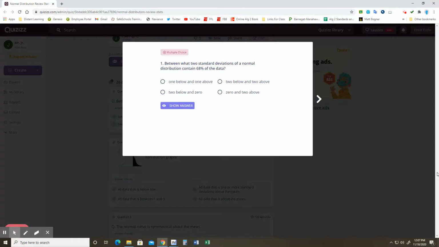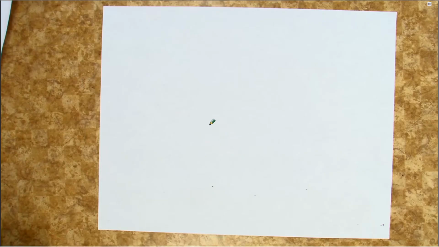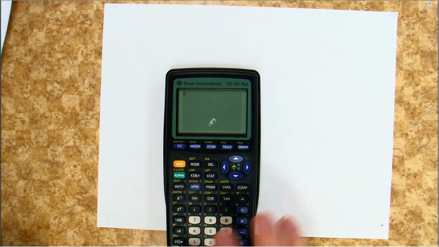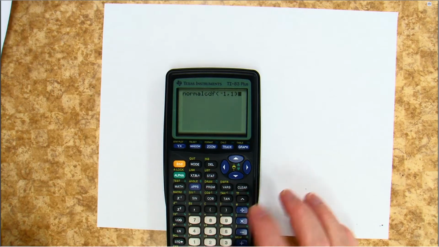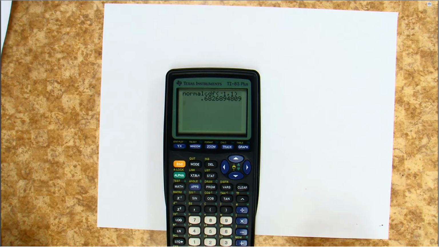Going back to this problem, you can see that the answer should have been 1 below and 1 above, again, according to the empirical rule. If you really wanted to see it on the calculator, that's one thing you could do, where you go -1 to +1 standard deviations, which again is approximately 68% of the data.